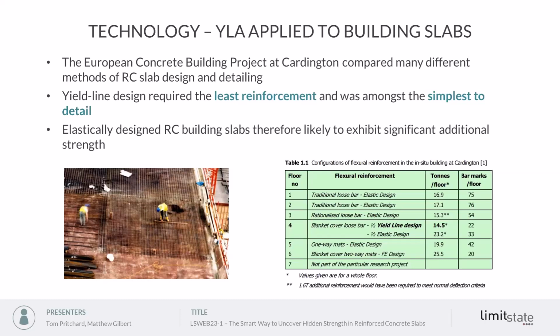Yield line method was used in parallel with a whole series of different methods, elastic methods, in the design of a reinforced concrete frame structure at Cardington about 20 or so years ago. And what they found was that the yield line method led to the least reinforcement being required, and also very simple reinforcement in terms of configuration. So that's in the design context.